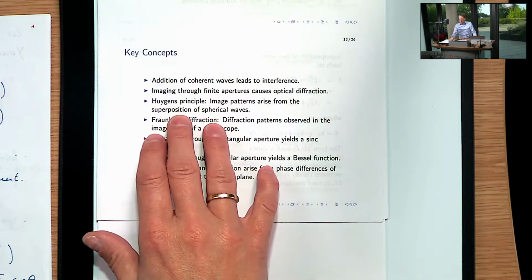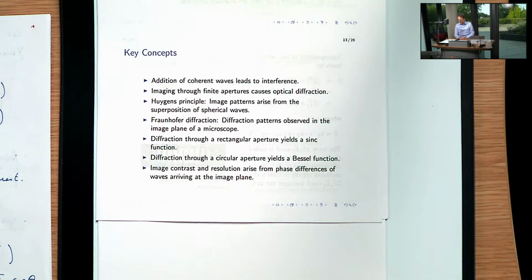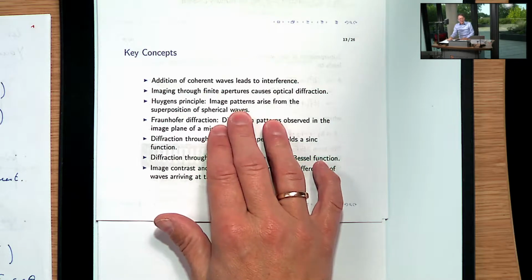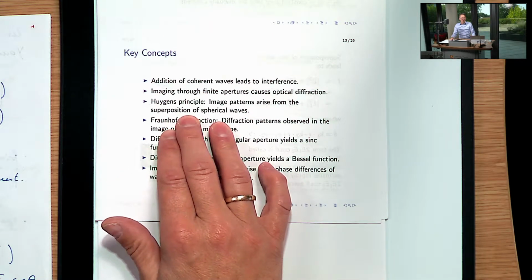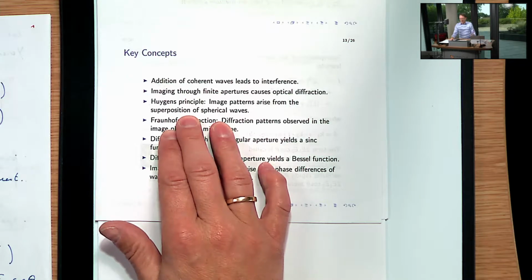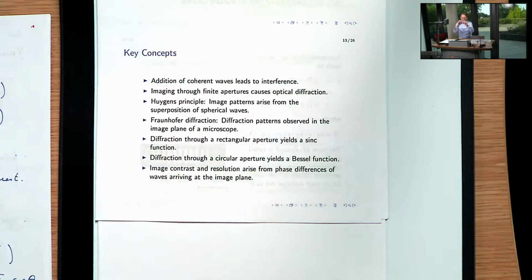The very important principle we'll try and discuss today is Huygens principle. Namely, that image patterns that we record in the microscope, or indeed any imaging system, arise from the superposition of spherical waves. You remember Huygens, Fresnel, in the first lecture I introduced this, where we saw how he imagined from this flame picture how spherical waves add up in space to give us the intensity or the amplitude at a particular point in space.